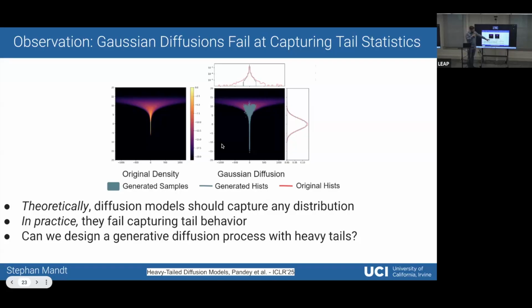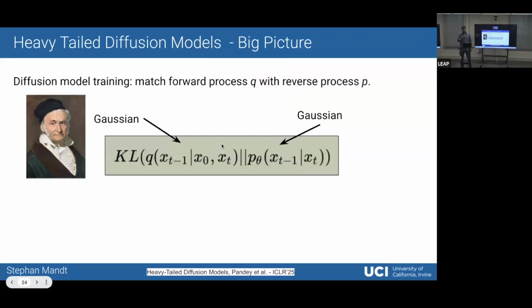So here the dark blue are generated samples from a diffusion model trained on the data. And while it does capture the mode of the distribution, you can clearly see that it suppresses these tail outcomes, right? And actually that is also true if you apply it to actual precipitation data, right? So this is a real problem. So the question then is, can you design a generative diffusion model that has the heavy-tailedness strictly built into the model itself? And surprisingly, this is possible and relies on some fairly elegant math that ultimately works.